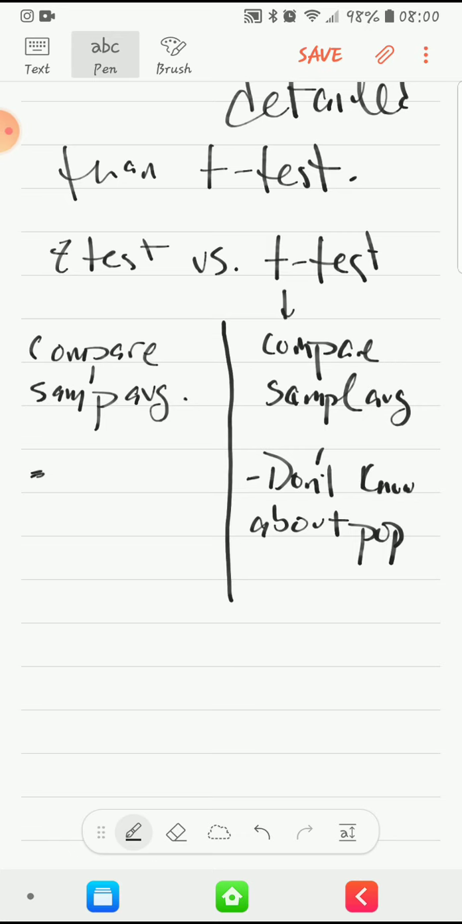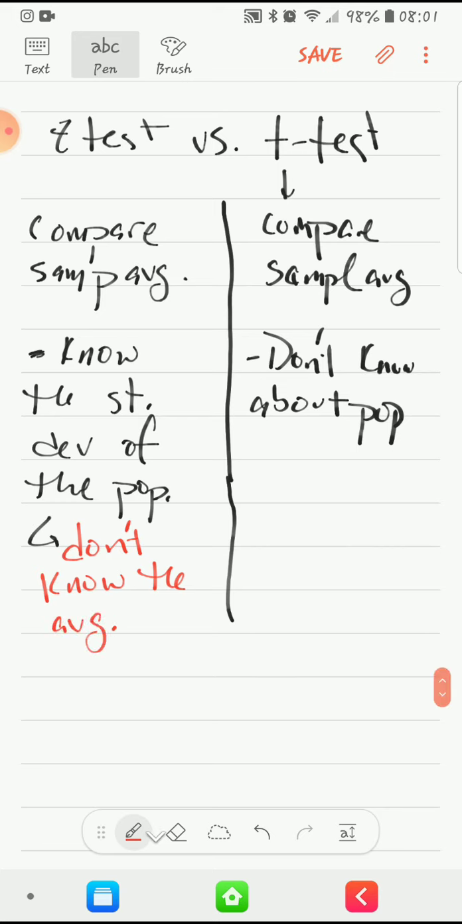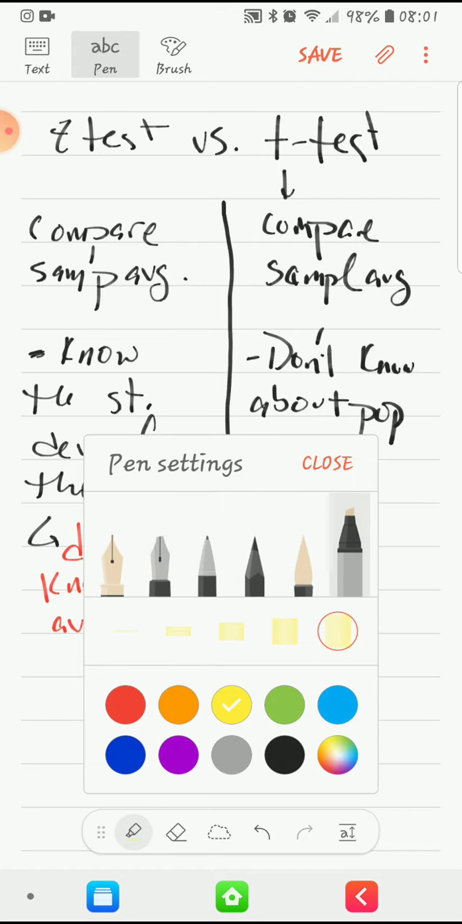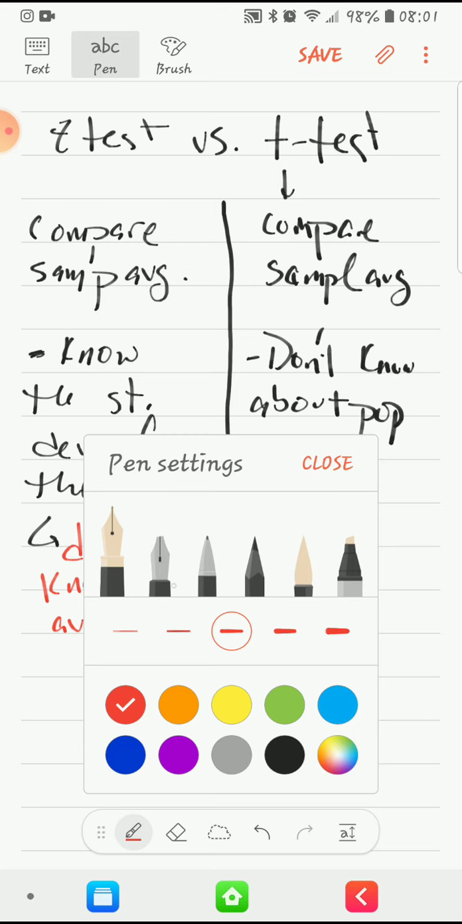With the z-test, somehow, you only know the standard deviation of the population, which is hilarious when you really think about it, because if you knew the standard deviation of the population, you'd probably know the average of the population. So you know the standard deviation of the population, but you don't know the average, because if you knew the average, then you could just do a more accurate, different test. So you don't know the average, but you do know the standard deviation of the population. Keep in mind that I'm saying specifically population. That's one criteria for picking the z-test.